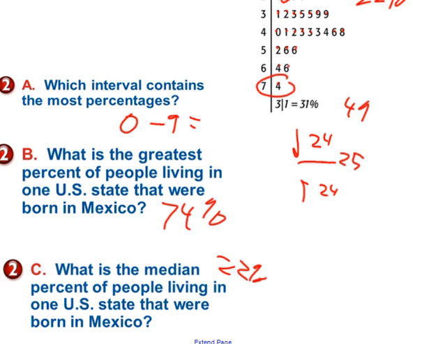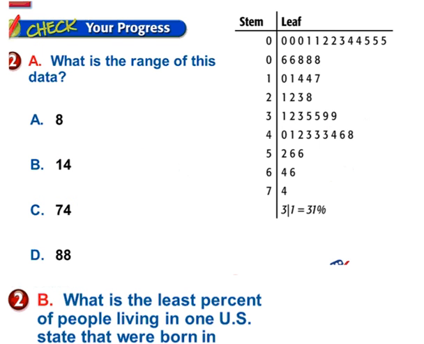All right, moving on. What is the range of this data? Well, the lowest value here is 0%. The highest value is 74. The difference between 74 and 0 is a range of 74.